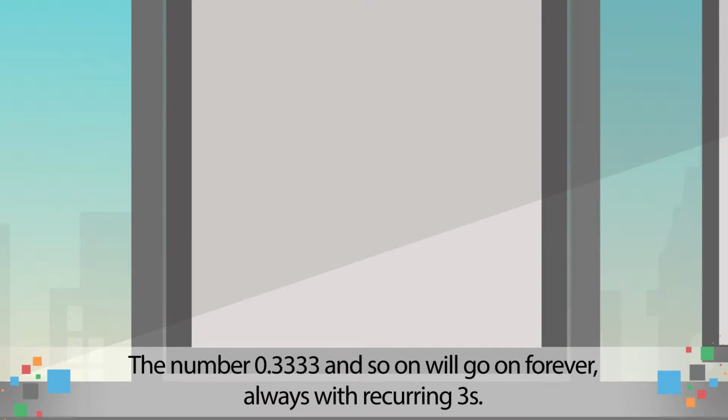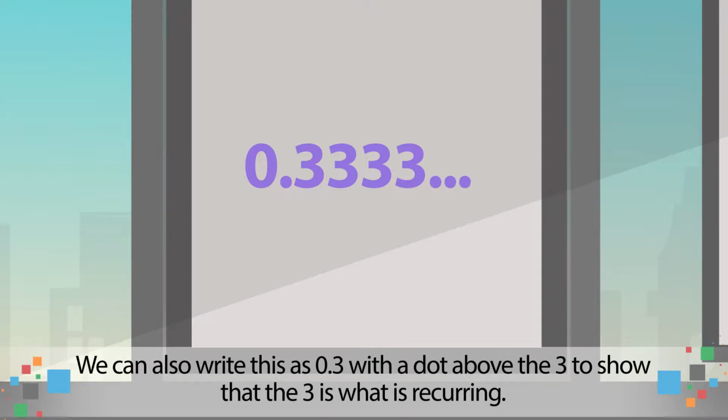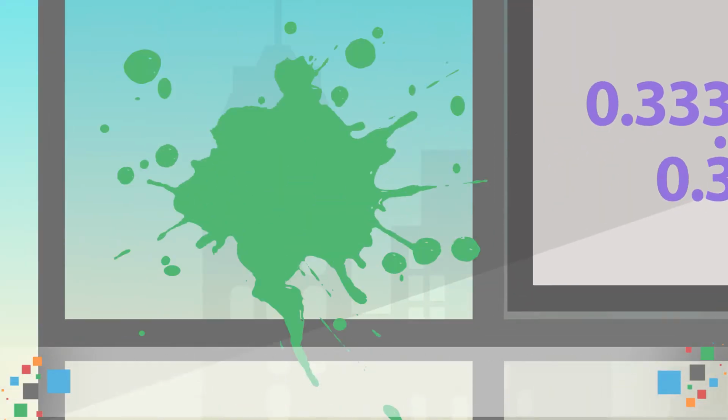The number 0.3333 and so on will go on forever, always with recurring threes. We can also write this as 0.3 with a dot above the 3 to show that the 3 is what is recurring.